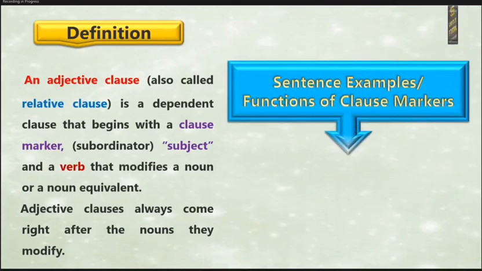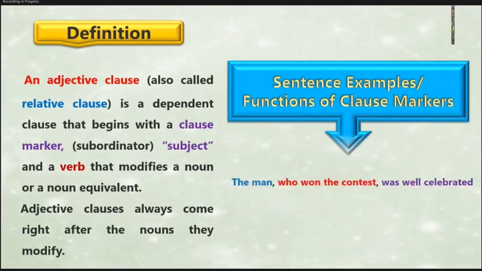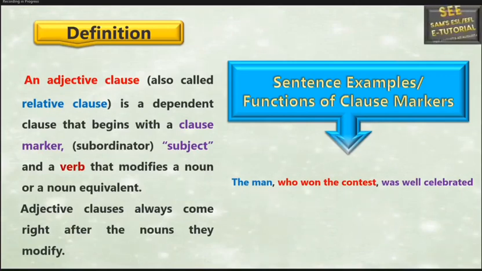Now let's quickly look at the functions of the clause marker, because without the clause marker you cannot form a subordinate clause. In the case of adjectival clause, here it is. This is an adjectival clause. The group of words in red fonts, who won the contest, is an adjectival clause. Remember, you can drop the whole of that in the sentence and the sentence will still be meaningful. I can have, the man was well celebrated, but the presence of it tells us that it is an adjectival clause that modifies the noun.